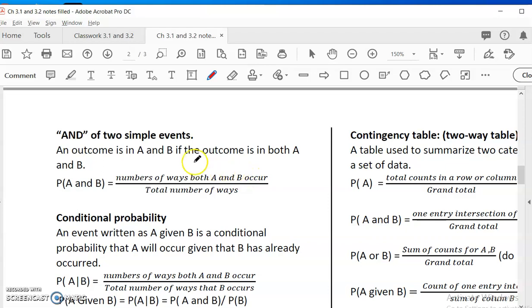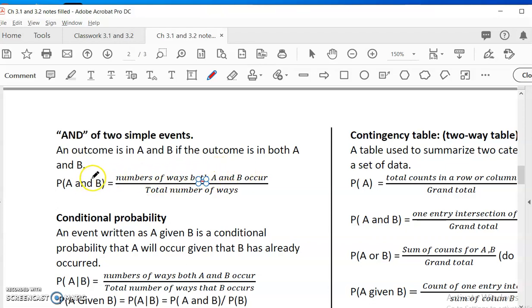So what does it mean? You will be looking at two features of a subject. For example, with students, I want to see the probability that the student is a female and also takes statistics. The gender is a feature, and the class that the student is taking is another feature. So A and B means it satisfies both: a female and also taking statistics. So the number of ways is those that have both features.